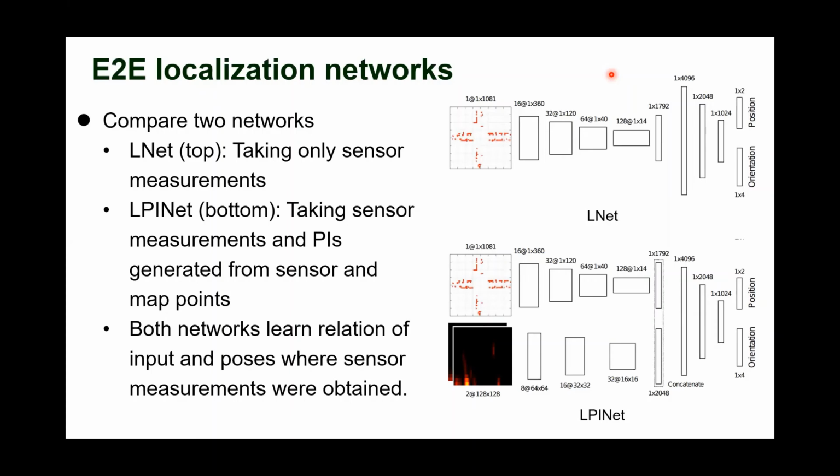We compared 2 networks. The first network, referred to as ARPANET, receives the sensor measurement only and estimates the vehicle pose. The second network, referred to as LPINet, receives the sensor measurement and the persistence images generated from the sensor measurement and map. Both networks learn the relation of the input and poses.